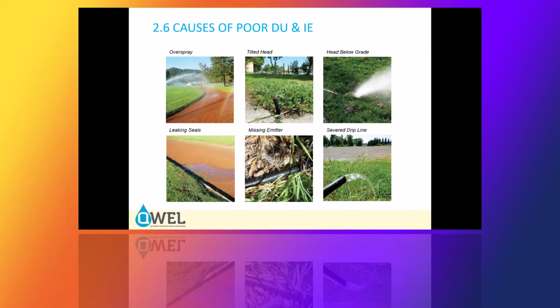Water pressure could be too high, causing misting. We talked about before about tuning a valve, or it could be too low, resulting in reducing the radius of throw. Of course, we could have overspray, again, wear and tear of the irrigation equipment over time without proper maintenance. Things do break and crack. We could have clogged heads or nozzles, broken or missing heads, tilted heads or heads below grade. Spray patterns could be blocked by hardscape features or plant material. Leaking seals, missing emitters, and severed drip lines. These are all causes of poor distribution uniformity and irrigation inefficiency.